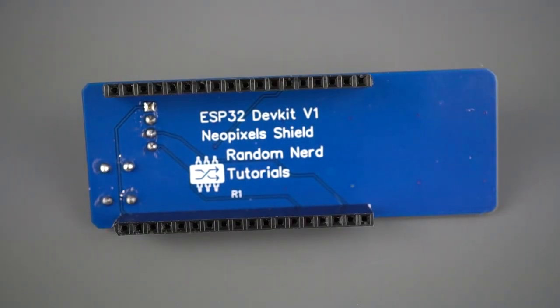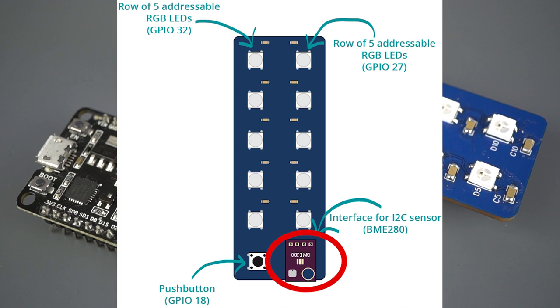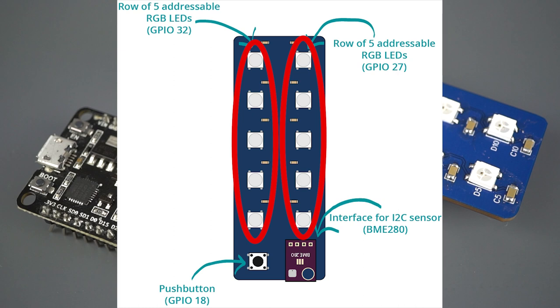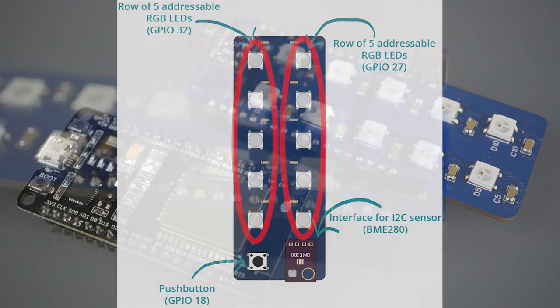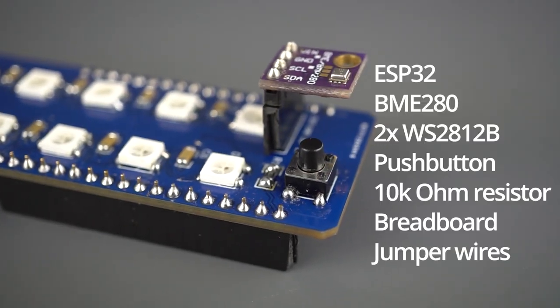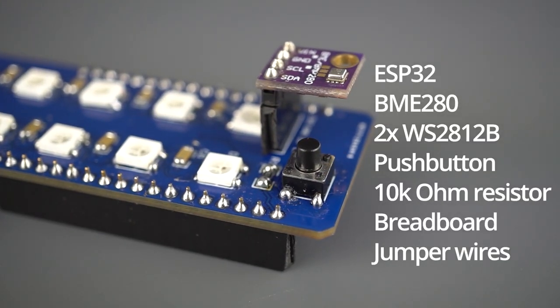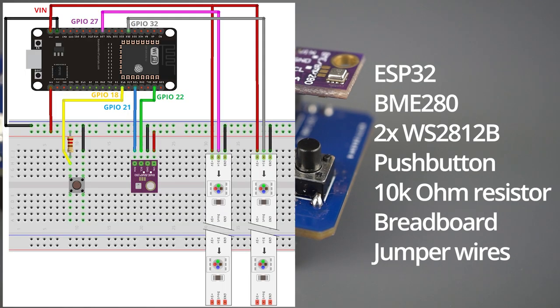The shield consists of a BME280 temperature, humidity and pressure sensor connected to the ESP32 I2C pins, a push button on GPIO 18, and two rows of 5 addressable RGB LEDs each connected to GPIOs 27 and 32. Here's a list with all the parts needed to build this project on a breadboard and a schematic diagram. You can check all the parts and where to buy them on the project page.